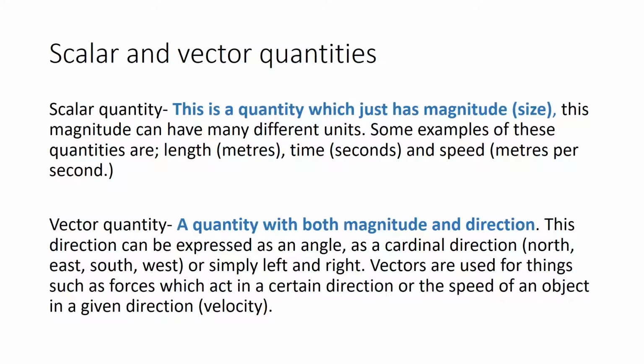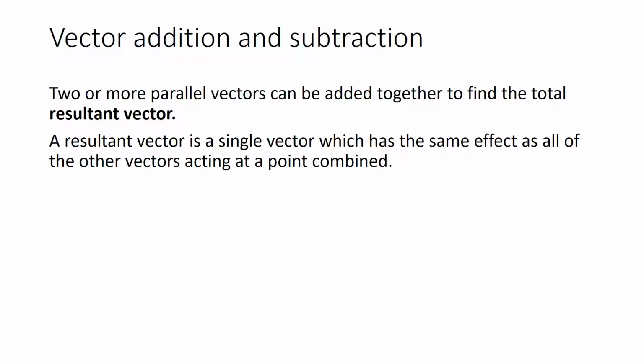So the next thing you need to know is how to add and subtract vectors. This is very simple. You can only add or subtract vectors if they're parallel to each other or anti-parallel. Anti-parallel is when two vectors act equal but opposite in direction.